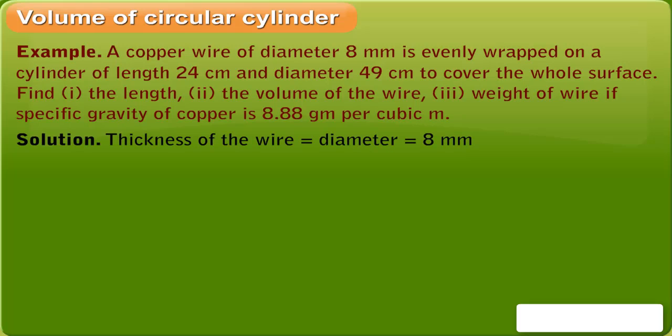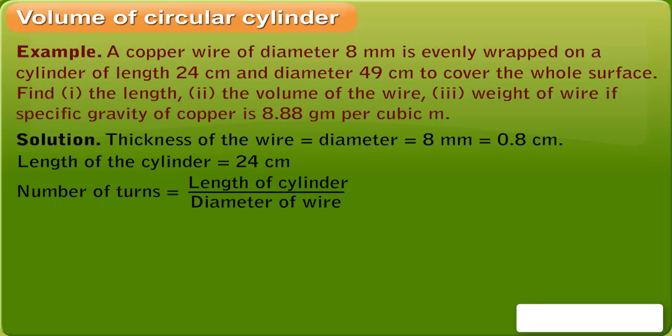Let's solve this. Thickness of the wire is equal to diameter is equal to 8 mm. Converting this into centimeters is equal to 0.8 centimeter. Length of the cylinder is equal to 24 centimeter. This is given. Number of turns will be equal to length of cylinder divided by diameter of wire is equal to 24 by 0.8 is equal to 30.